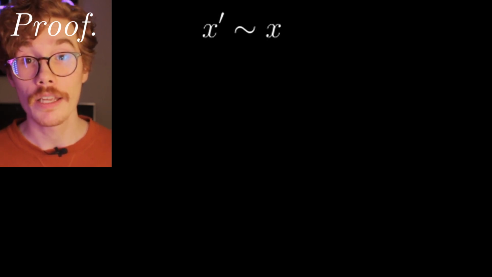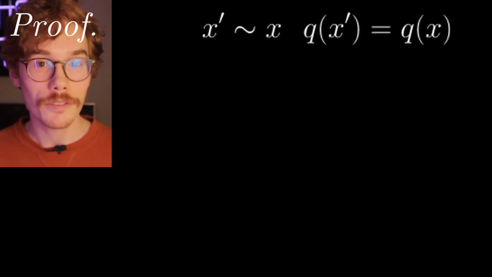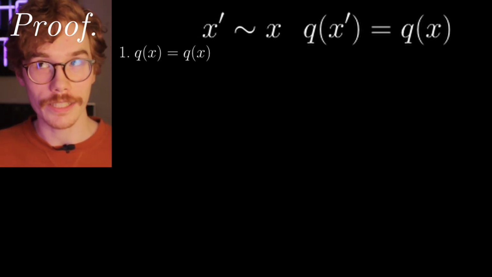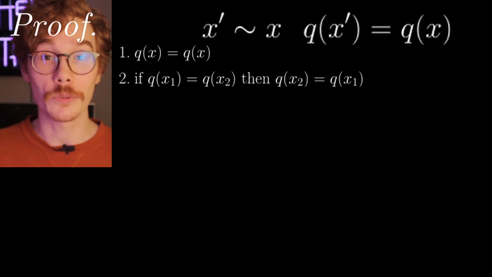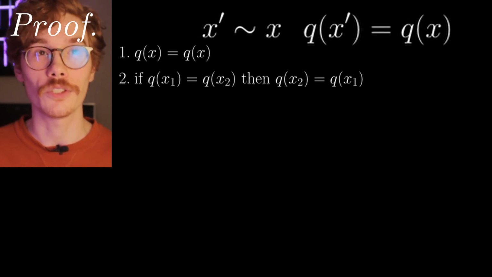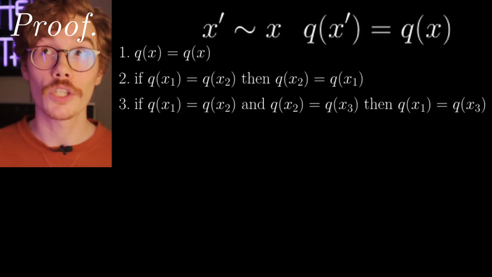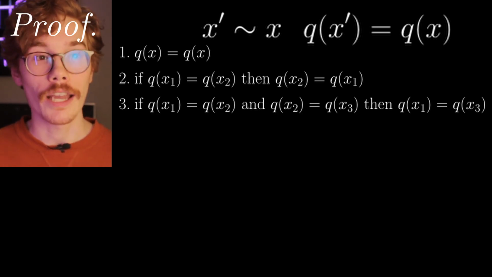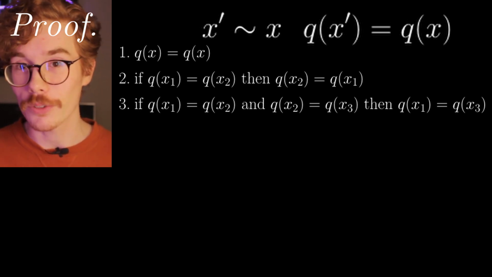Here's the trick. We cook up the equivalence relation. Define an equivalence relation on X to be: X is related to X prime if and only if Q of X equals Q of X prime. That is reflexive because Q of X equals Q of X. Symmetric because if Q of X1 equals Q of X2, then Q of X2 equals Q of X1. And transitive because if Q of X1 equals Q of X2 and Q of X2 equals Q of X3, then Q of X1 equals Q of X3.